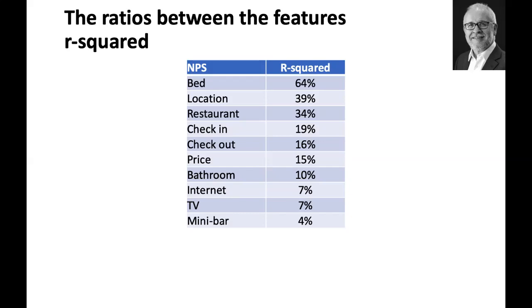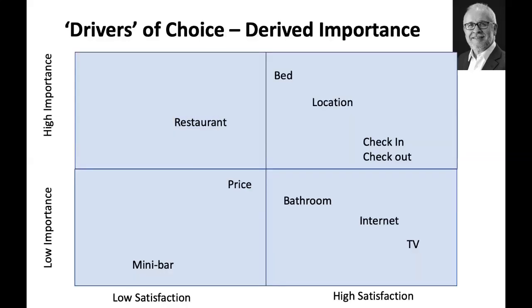So now we have a sort of importance measure. We don't know whether NPS is driving the score or the score is driving NPS or some combination, but we now have a whole set of associations which we can use. And we will often take the jump and say, well, let's treat that R squared value as a measure of derived importance. And we've got the actual satisfaction scores with all of those things for this hotel as well, and we can plot them on a quadrant.